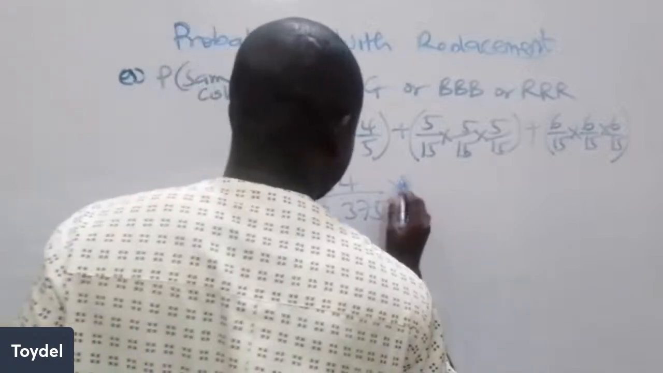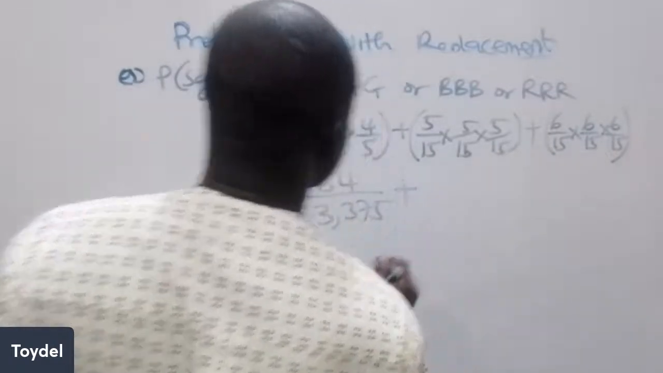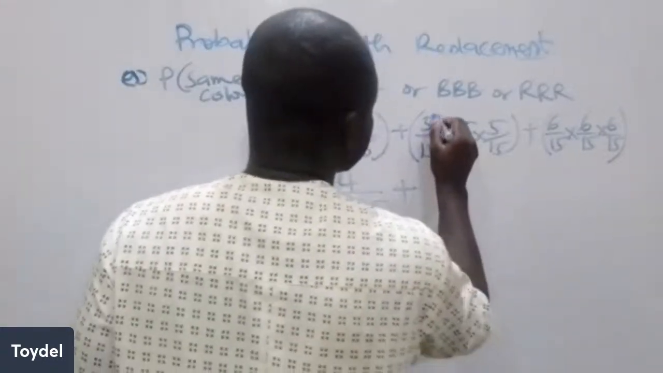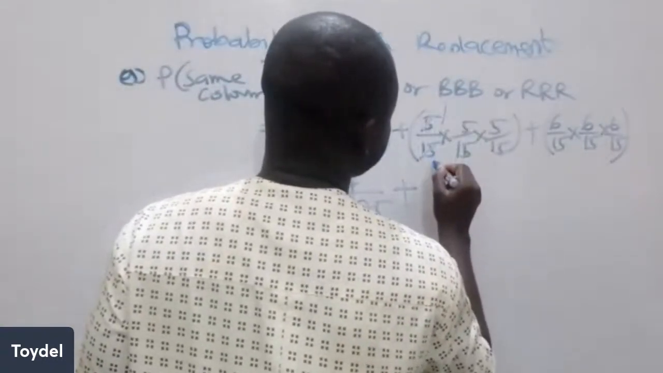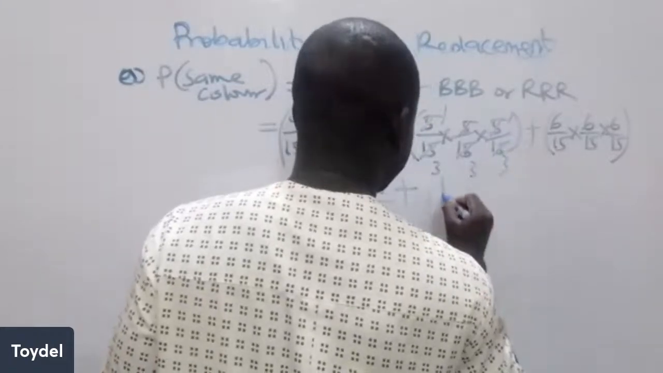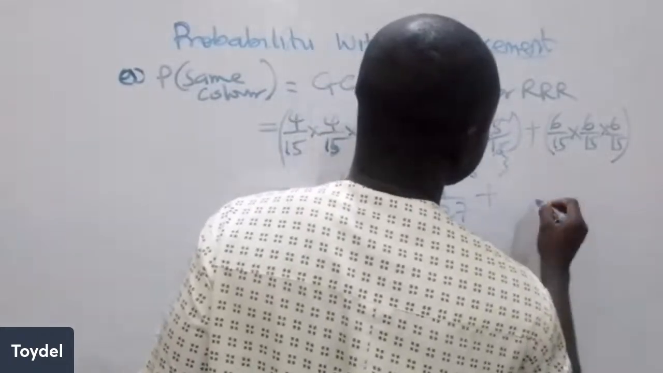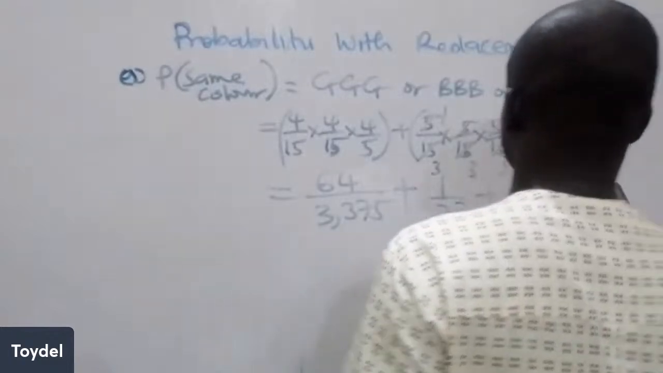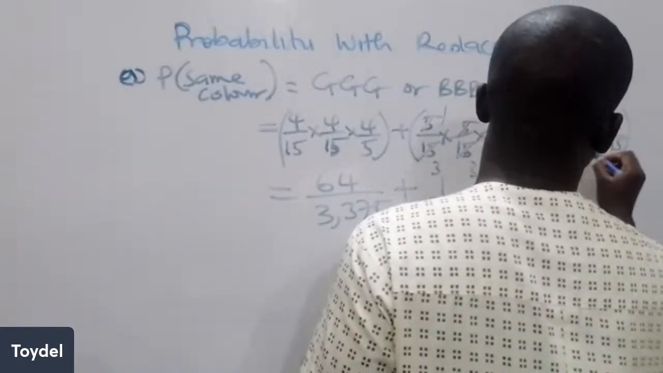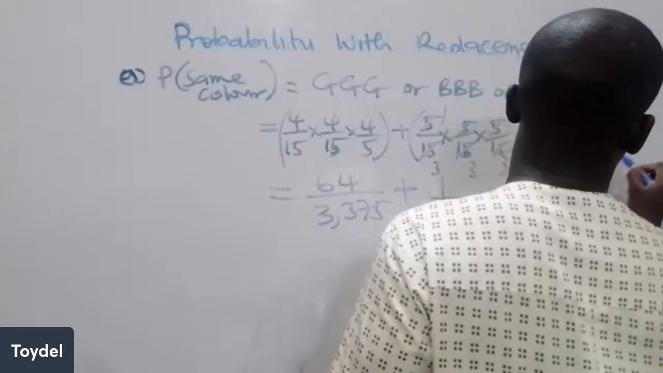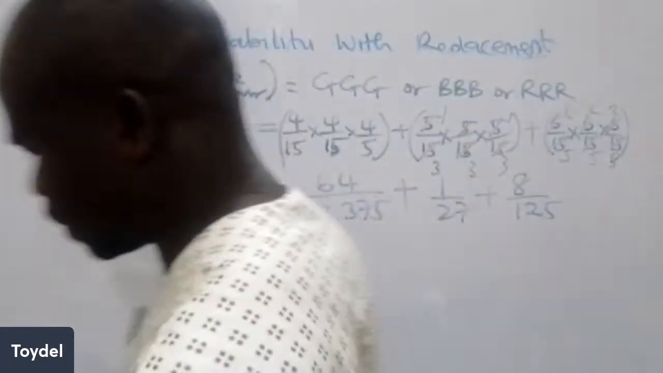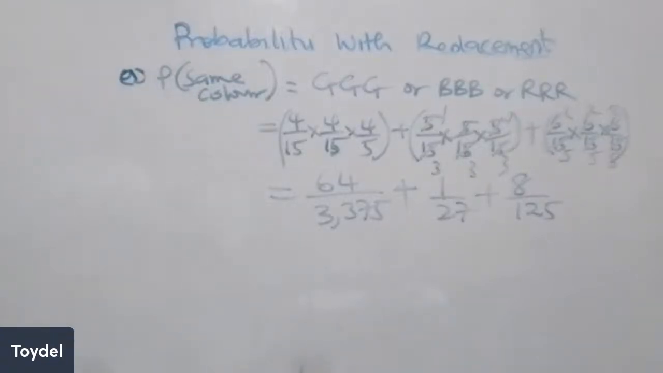I think that's the second question. Plus, when we have 5, what is the implication here? Here 1, here 3, here 1, here 3, here 1, here 3. We're going to have 1/27 here, plus here 2, here 5, 3, 2, 3, 5, 2, 5. So we are going to have 8/125. That's what we are going to have there.